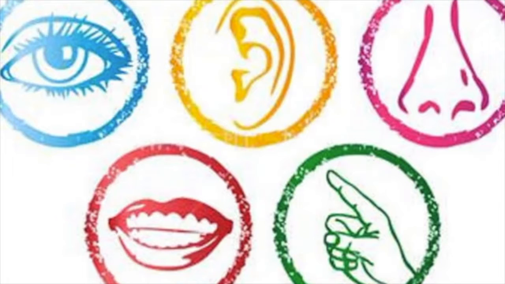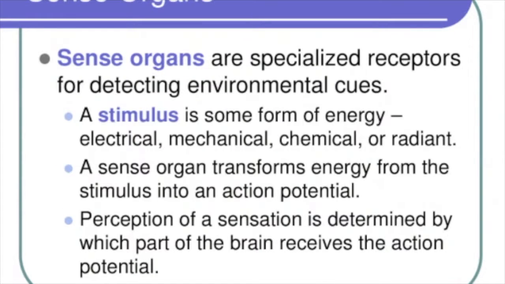There are 5 senses in our body that we use to interpret our surroundings. These are sight, hearing, touch, taste, and smell, which are the sense organs which have specialized receptors for detecting environmental cues, like stimuli in the environment. A stimulus is a form of energy, whether it be electrical, mechanical, chemical, or radiant.